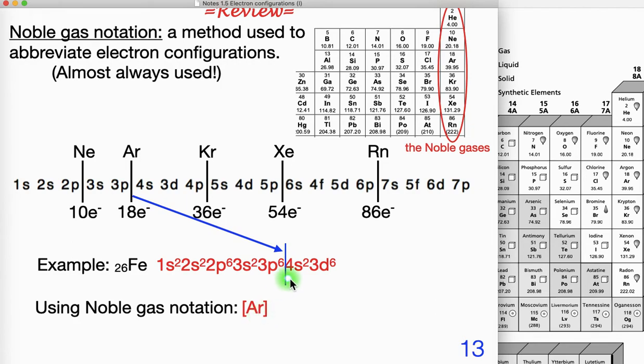But then we need to finish the story from that point on. So 4s2, 3d6. So again, all that we are going to do is just go backwards to the last noble gas, put that noble gas in brackets, and then pick up the story from that point. So let's do some practice. Oops, I forgot. Make sure you use brackets. Don't use parentheses. Only crazy, silly knuckleheads use parentheses. It's brackets.